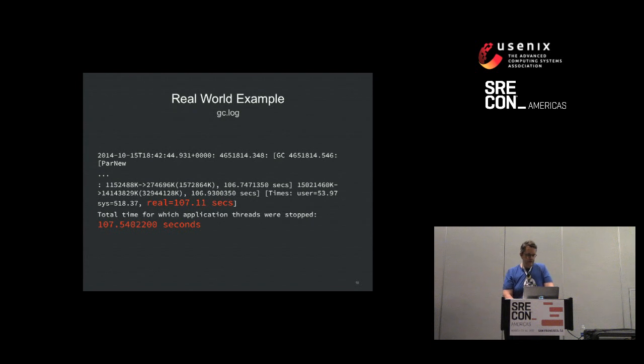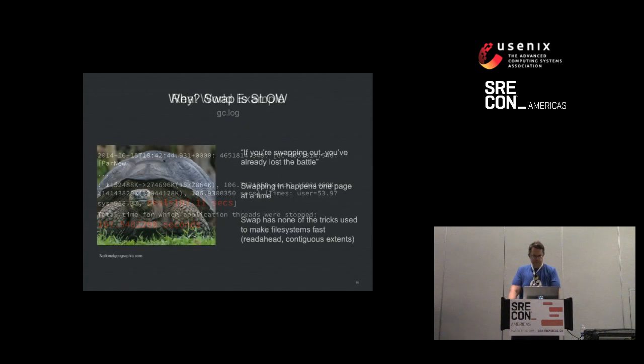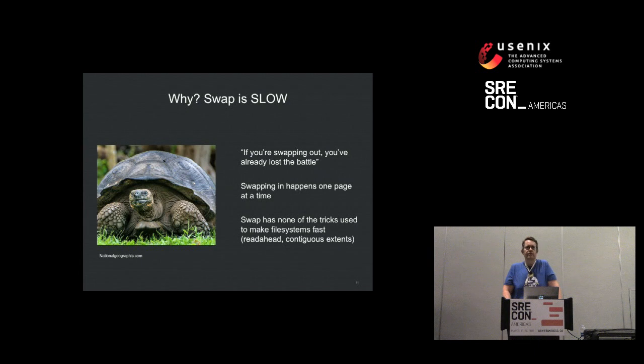So here's a real world example pulled from our logs. This little guy went to sleep for 107 seconds in 2014. Not good. Why? So swap. Swap is slow. Really, really, really slow. There is a trope in the Linux community. If you're swapping out, you've already lost the battle. That's pretty much true. And there's a couple of good technical reasons for that.